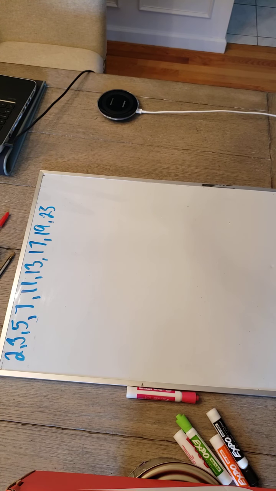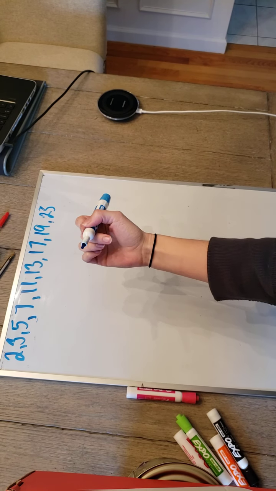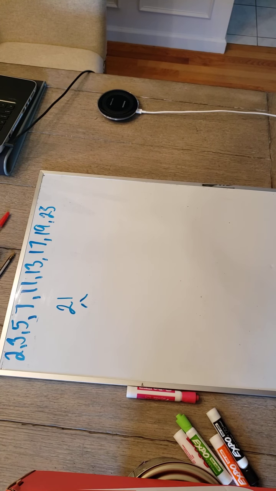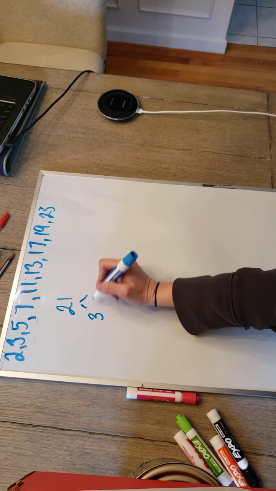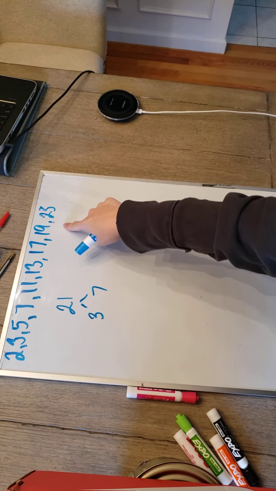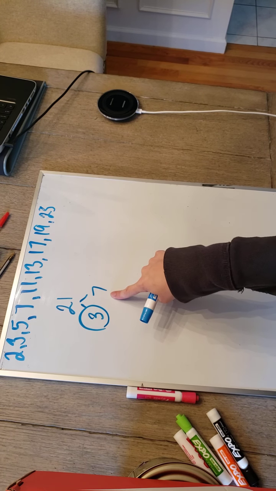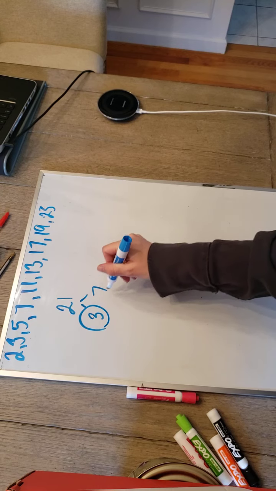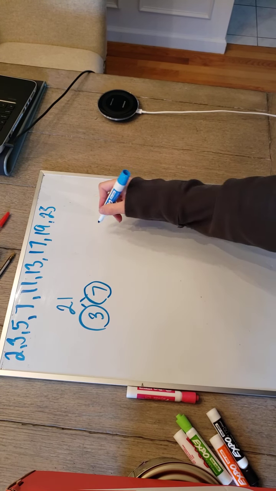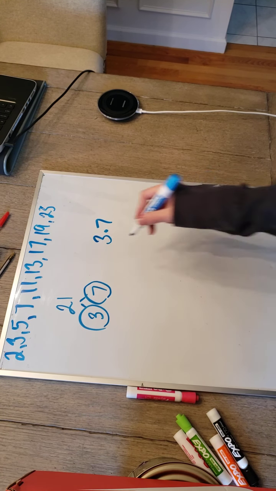So prime factorization, say you had the number, we'll start easy, 21. What times what is 21? 3 and 7. Is 3 prime? Check your list. Yes, it is, so circle it. Is 7 prime? Check your list. Yes, it is, so circle it. So your prime factorization is 3 times 7. That's your answer.